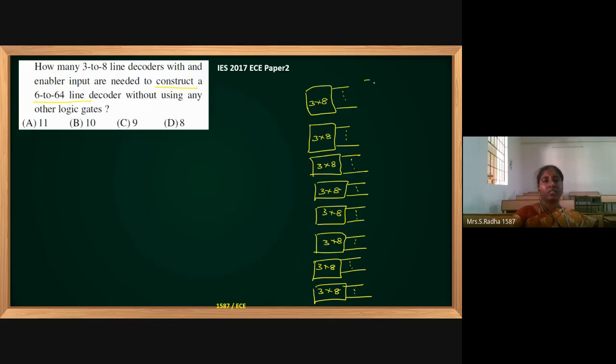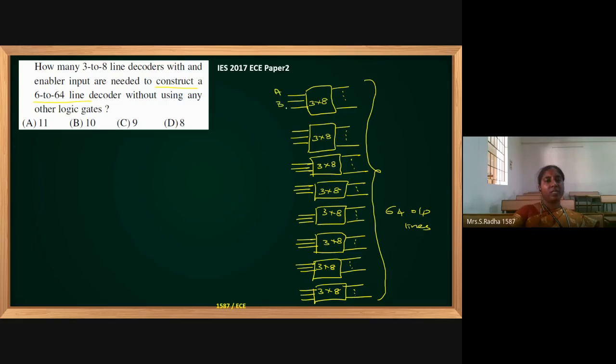So totally 64 output lines are completed. Now the input is 3 lines. For all of these, the input is 3 lines, all of them are ABC. We will connect them together.